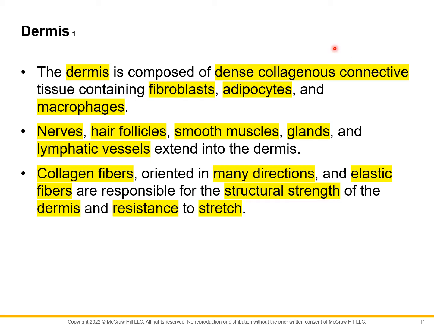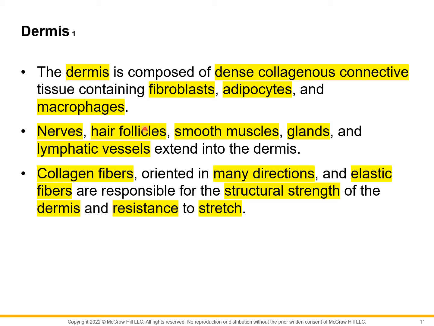Ngayon, dito naman sa dermis, it is composed of dense collagenous connective tissue. Aside from that, pwede din po tayo makita dito sa dermis ng fibroblasts, adipocytes, and macrophages. Alright, fibroblasts, as the name implies, they're capable of creating fibers within this connective tissue. Adipocytes, these are our fat cells, and macrophages, these are the types of cells capable of fighting off foreign materials or infectious organisms.